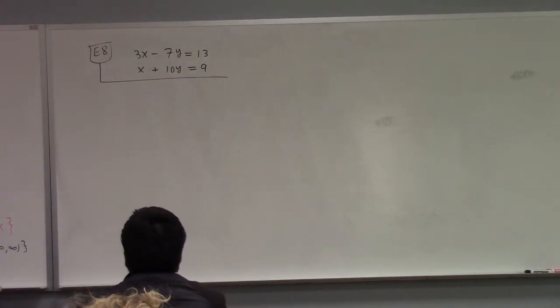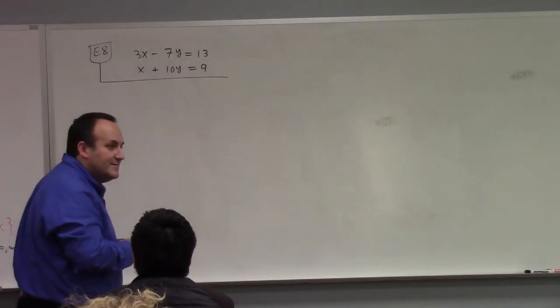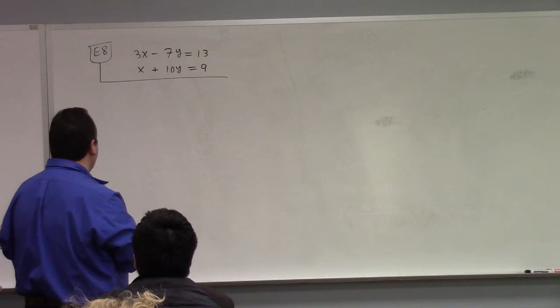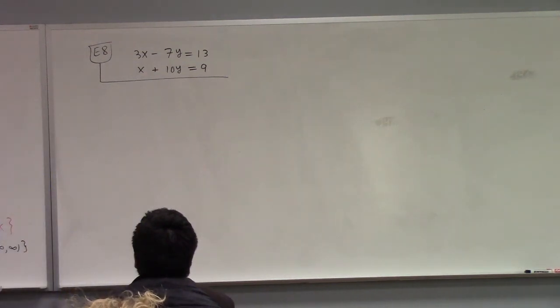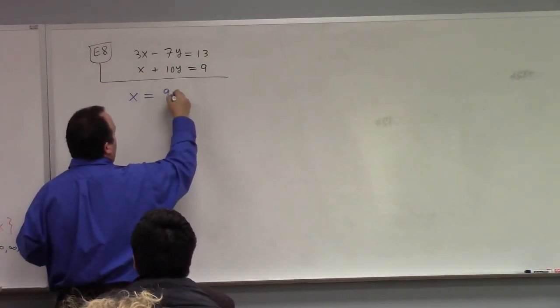So substitution, the idea here is to solve one of the equations for one of the variables and plug it into the other. Which one should I solve for? The bottom one is just yelling at us. Solve for y, right? Don't believe that. That was a trap. Solve for x. So we get x is equal to 9 minus 10y.